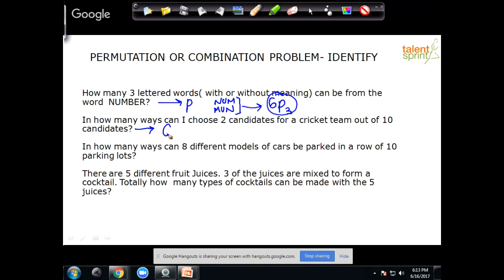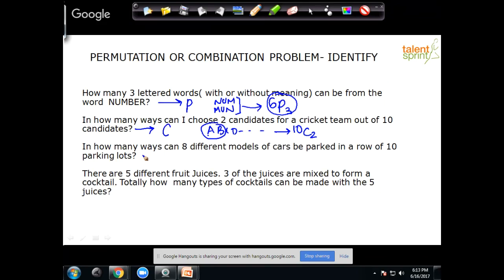Correct. This is on combination. Why? See, there are 10 people in a cricket team, right? Let's say A, B, C, D, E, F, G, H, so on. I'm choosing 2 people out of this 10 people. So if I choose A, B, or if I choose B, A, both are the same. Here the order is not important. I'm only selecting or choosing. So this question is on combination. So what is the answer for this question? How many ways can I choose? I can choose 2 people from 10 in 10C2 ways. Correct? Okay, I hope it's clear.